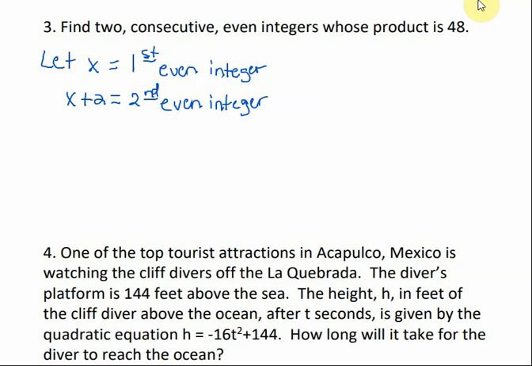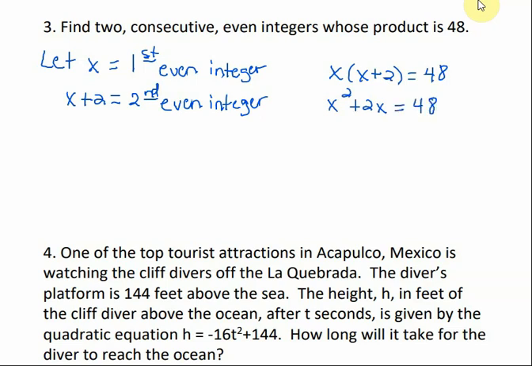But this says find two consecutive even integers whose product is 48. So what does product mean? It means to multiply. So I'm going to take these two numbers, x and x plus 2, and multiply them, and it equals 48. So this is my equation. And now I'm going to solve the equation. I'm going to distribute the x, and I get x squared plus 2x equals 48.